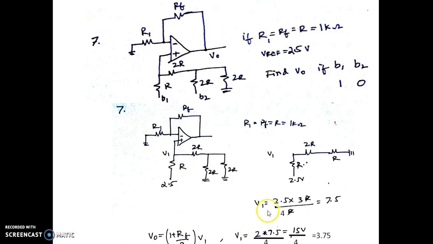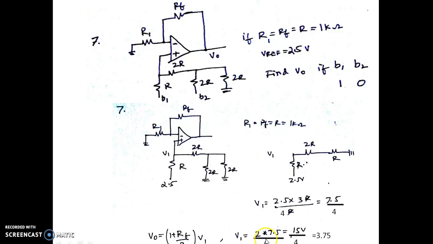Now let us find out what V1 is, the voltage at this node. This has 2.5 volts by potential divider. We can write the voltage at this node V1 as 2.5 into 3. This is 2R plus R, which is 3R, divided by the overall resistance. Is it 7.5? Let me just make a small correction. Here we have the total resistance as 3R plus R, which is 4R. It is 2.5 into 3R by 4R, which happens to be 7.5 by 4.